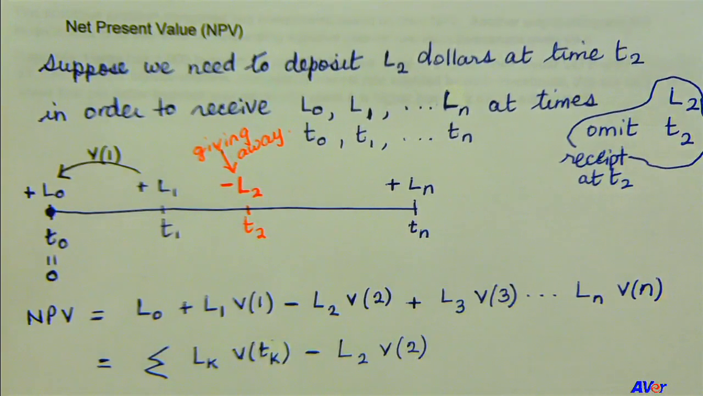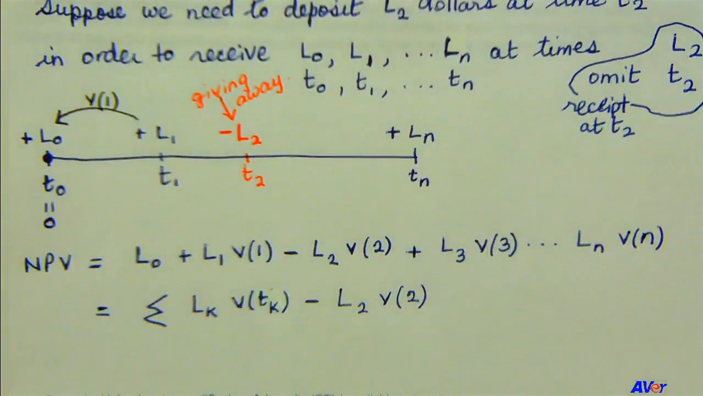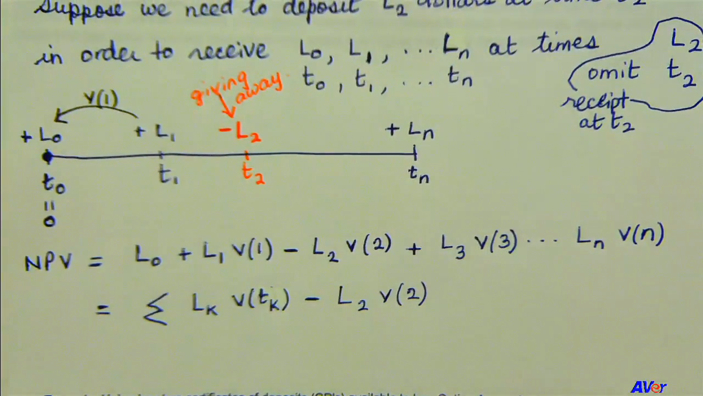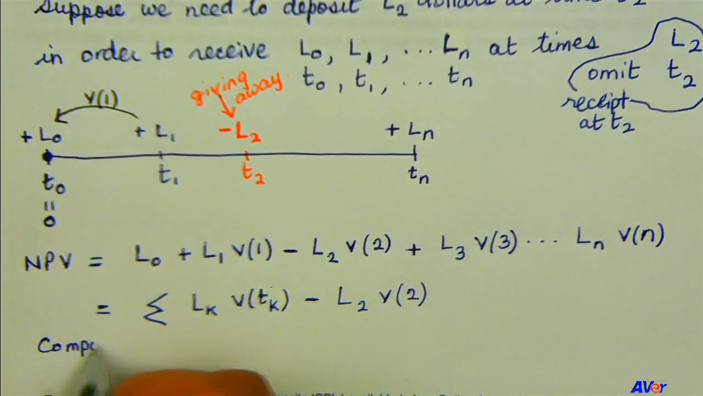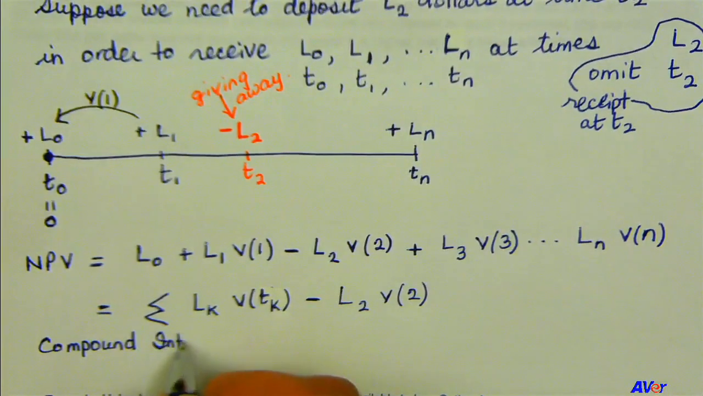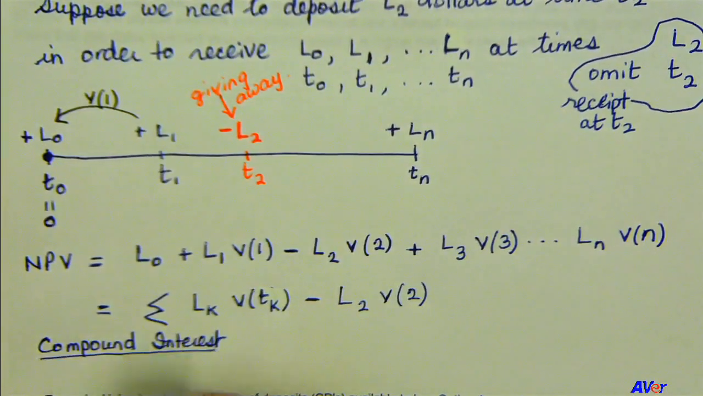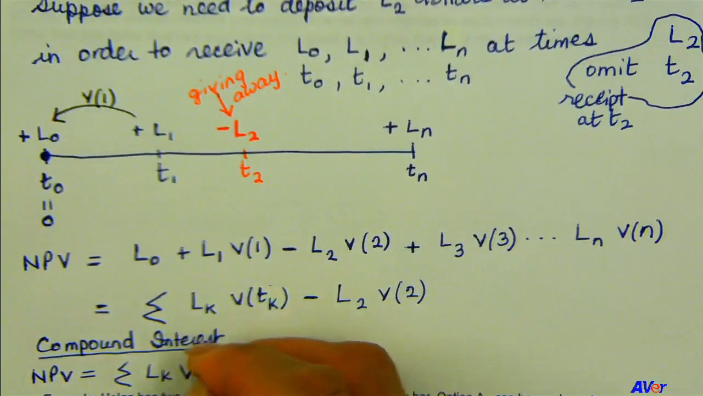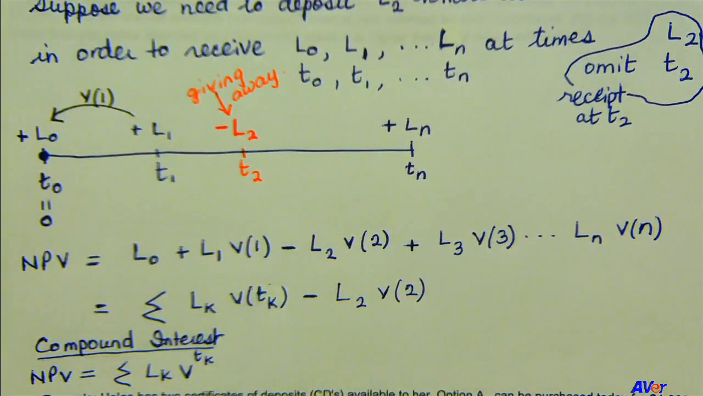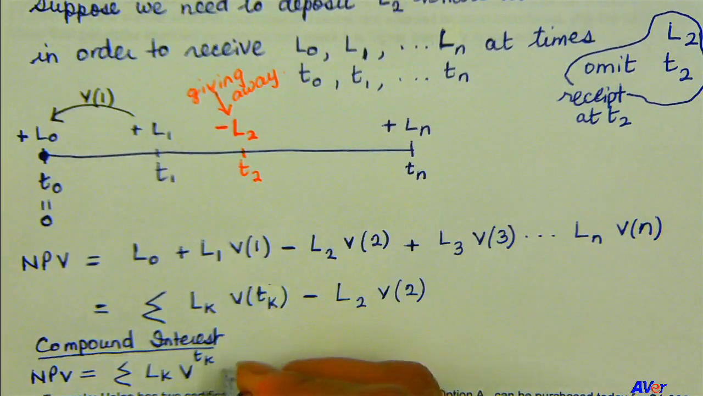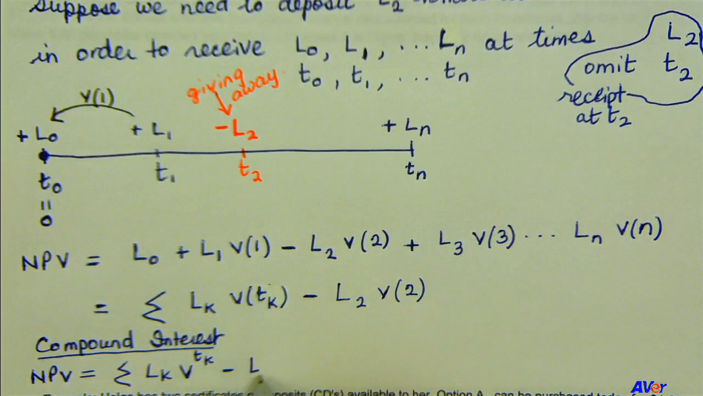And if I'm using compound interest, it'll be different than if I'm using simple interest. So let's do it for both. Let's say I'm using compound interest. Then the net present value would be the summation of Lk V to the Tk, because we know that you raise to the power in the case of compound interest. And then minus L2 V to the 2 power.